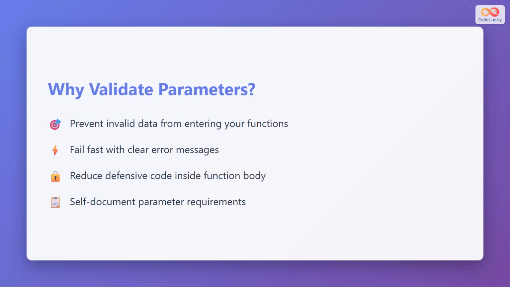There are 4 compelling reasons to validate parameters in your PowerShell functions. First, validation prevents invalid data from entering your functions, stopping problems before they start. Second, it helps your functions fail fast with clear error messages, making debugging much easier. Third, validation reduces the need for defensive code inside your function body, keeping your main logic clean and focused. Finally, validation attributes serve as self-documentation, clearly showing other developers what kind of input your parameters expect. These benefits combine to create more maintainable and reliable code.